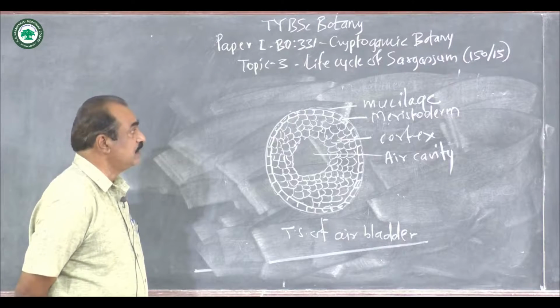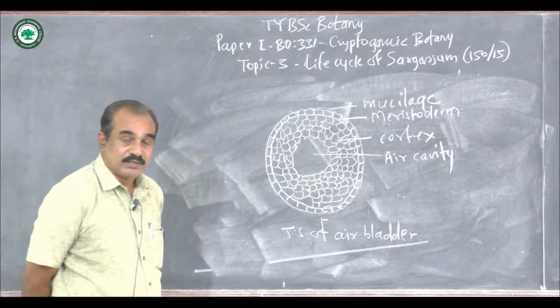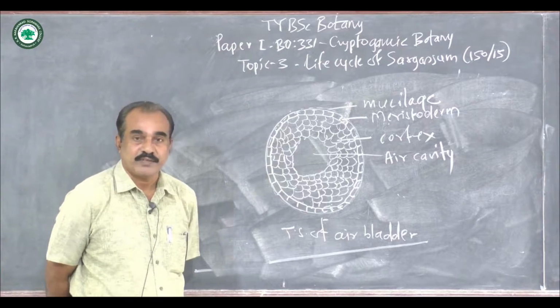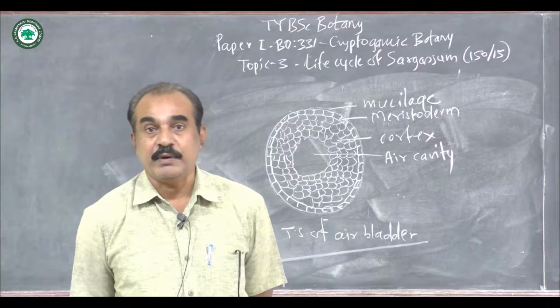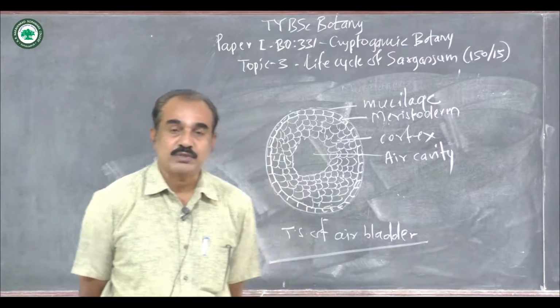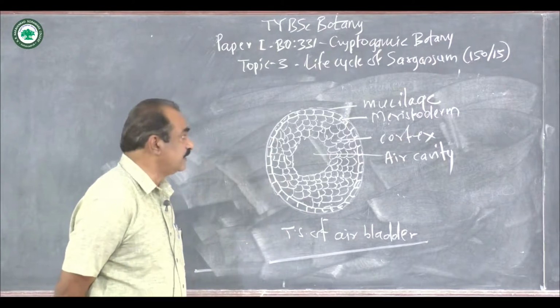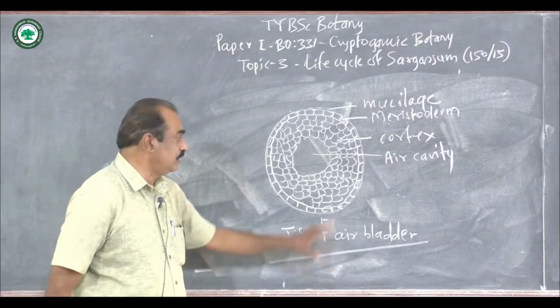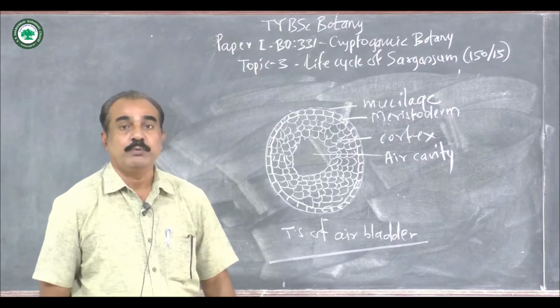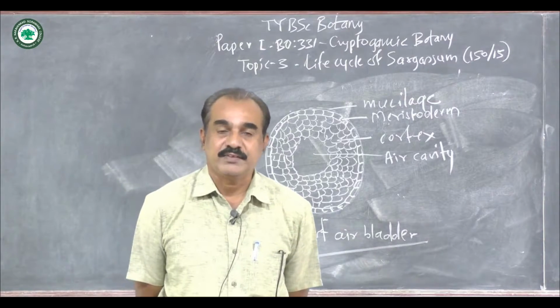Now inside this, there is a multi-layered layer called the cortex. Cells are thin-walled, compactly arranged, parenchymatous in nature, and they also store the food material. Now at the center there is the air cavity. This air cavity or air bladder is important for floating and for gaseous exchange.